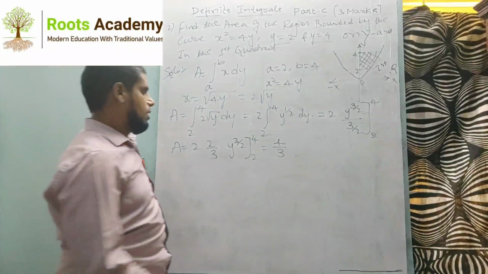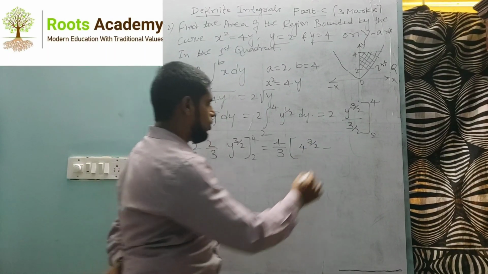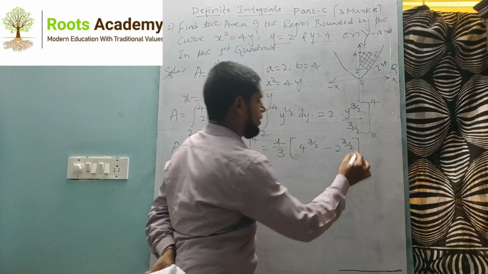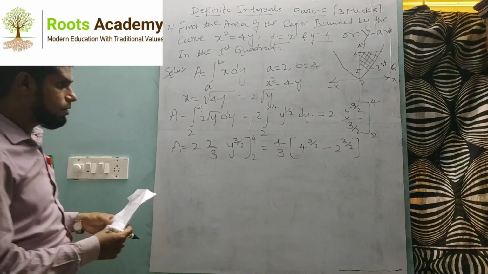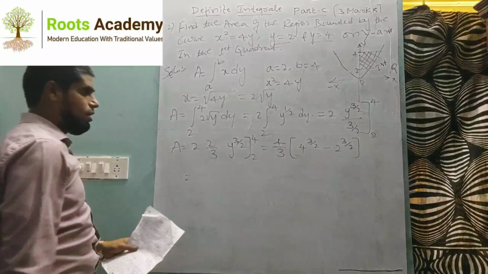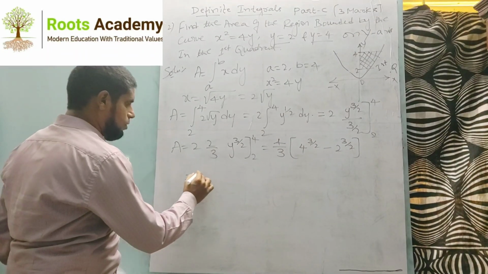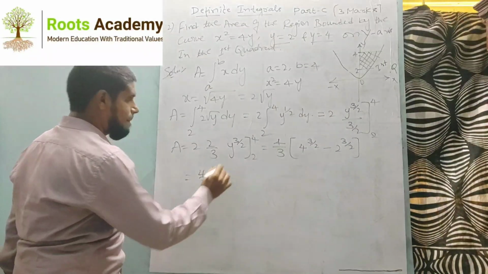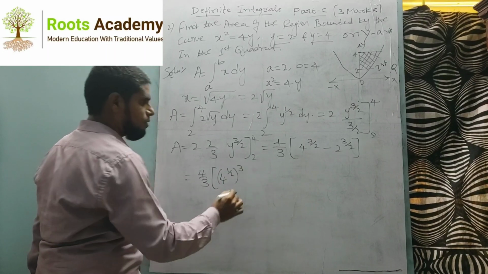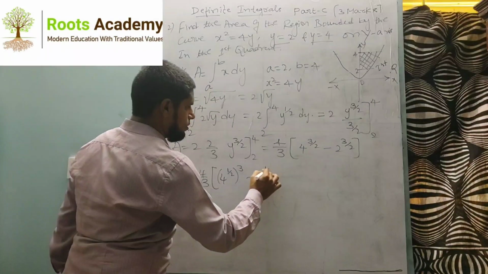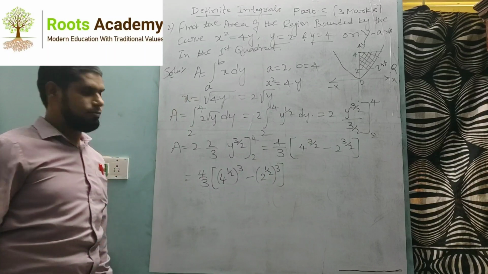4 by 3, upper limit is how much? 4. 4 power 3 by 2 minus lower limit is 2, 2 power 3 by 2. Student, here 4 by 3, this can be written as 4 power half, power 3, minus 2 power half, power 3.